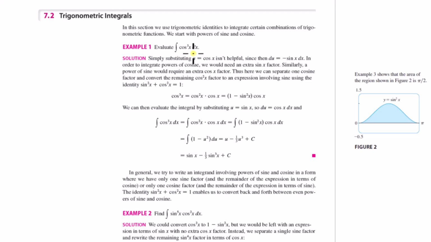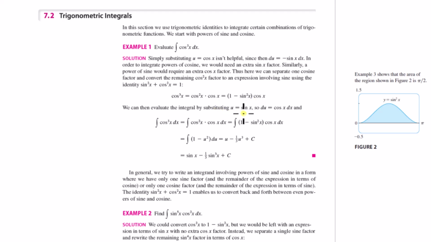The idea is, if we can separate this into cosine squared of x times cosine x dx, then we can use this identity, sine squared x plus cosine squared x is equal to 1, to convert the cosine squared into 1 minus sine squared. So this cosine cubed x, you can convert into 1 minus sine squared x times cosine x. What that allows you to do is use the substitution u is equal to sine x, and therefore du is equal to cosine x dx. If you put it in this form, it allows you to make a substitution that's going to work.